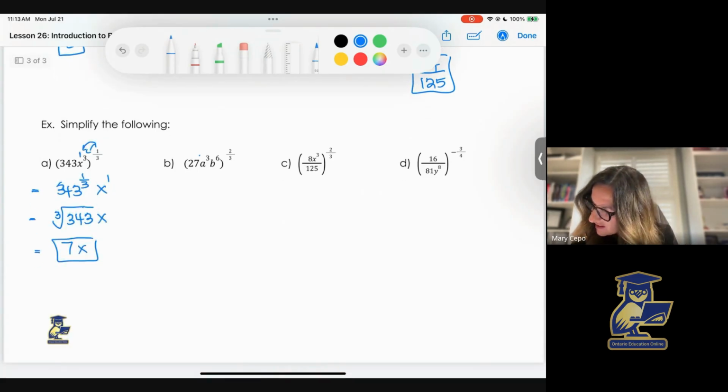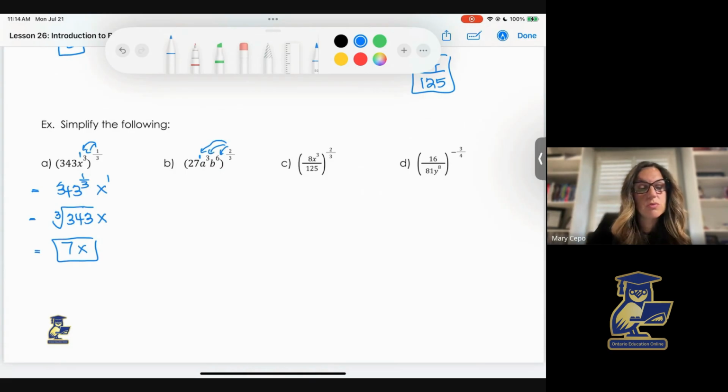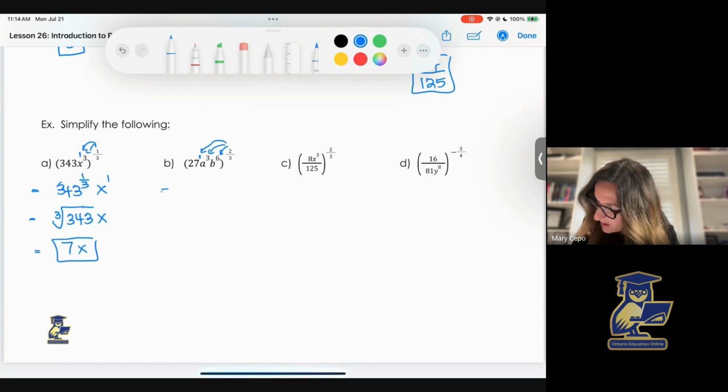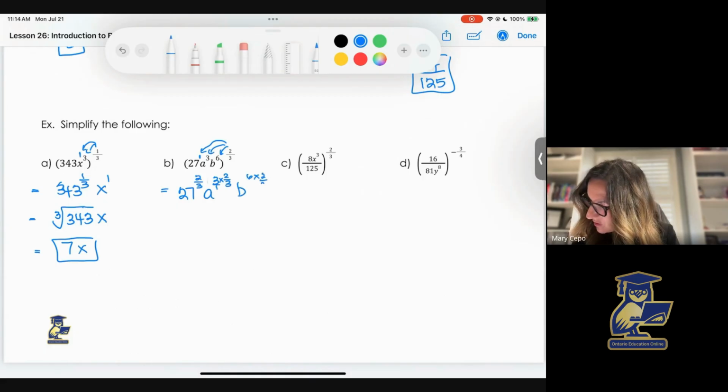Okay, same idea. What gets overlooked a lot of times, you have to make sure that you distribute to all the exponents, so each of those bases of an exponent. So 27 to the exponent of 1. So this becomes 27 to the 2/3, 8 to the power of 3 times 2/3, which would be 2. On this, let me just write it in. I'm going to do it a little bit differently here. We're going to say 3 times 2/3 and b to the power of 6 times 2/3.